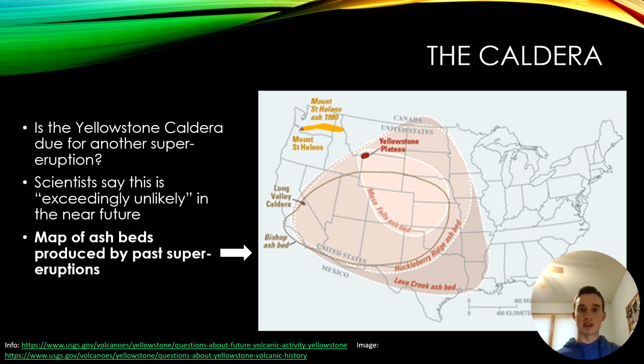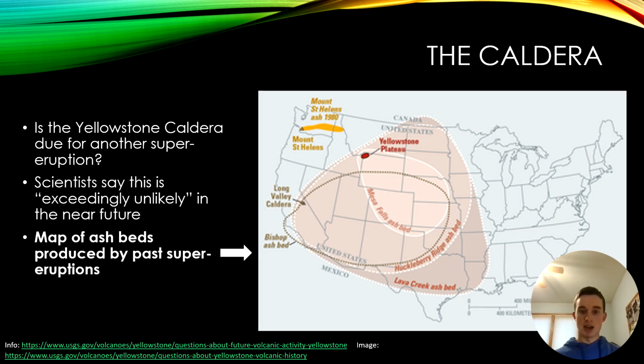Another thing I'd like to touch on is the Yellowstone caldera. It's the subject of a lot of theories because a lot of people think it's going to have another super eruption soon due to its past history and patterns. However, scientists believe that it's exceedingly unlikely that it's actually going to erupt anytime soon.